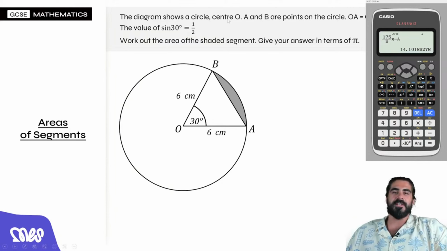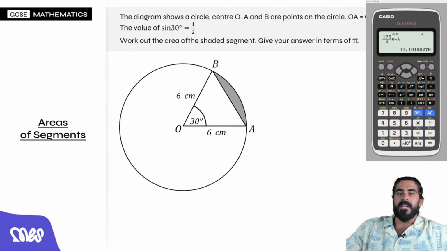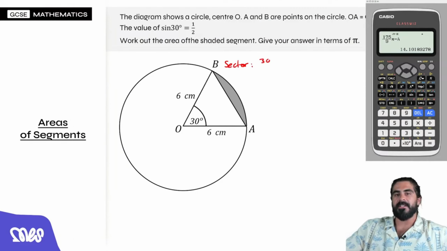So the diagram shows a circle, center O. A and B are points in the circle. The radius is 6. The value of sine of 30 is a half. Work out the area of the shaded segment. Leave your answer in terms of pi. Now, same thing. We're going to do the area of the sector. Sector area is 30 divided by 360 times pi times the radius squared.